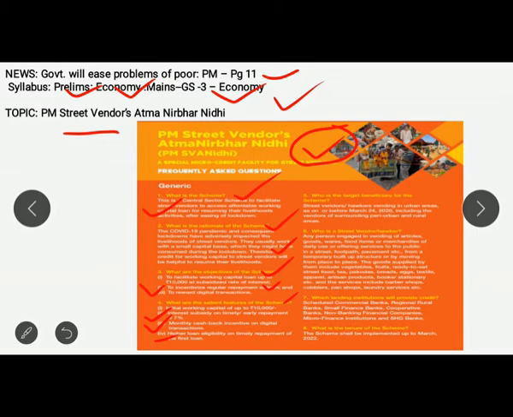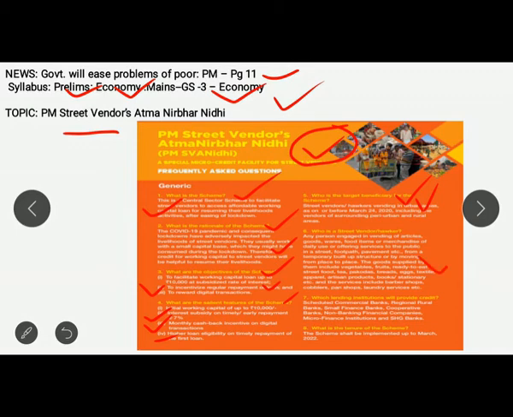Now, who is the target beneficiary of the scheme? It is the street vendors or hawkers. They are vending in urban areas. So, the specificity here is regarding urban areas. And the date is before March 24, 2020.